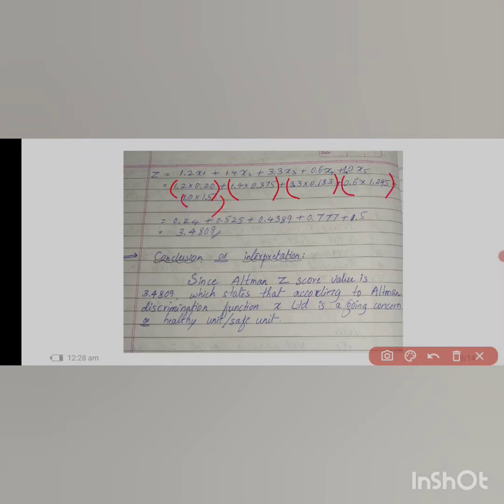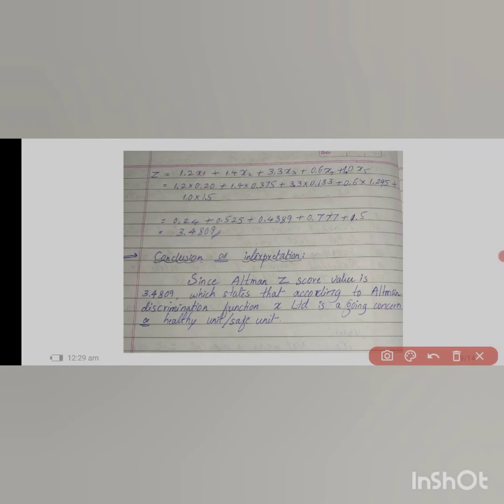Okay, 1.2 into 0.20 you will get 0.24, plus, because there is a sign of plus, 1.4 into 0.375 is 0.525. Like this you have to calculate. Okay, and then after getting the values you just have to add all these things up. You'll get one value, 3.4809. Okay, this is the z value, and finally we have to interpret the z-score value.